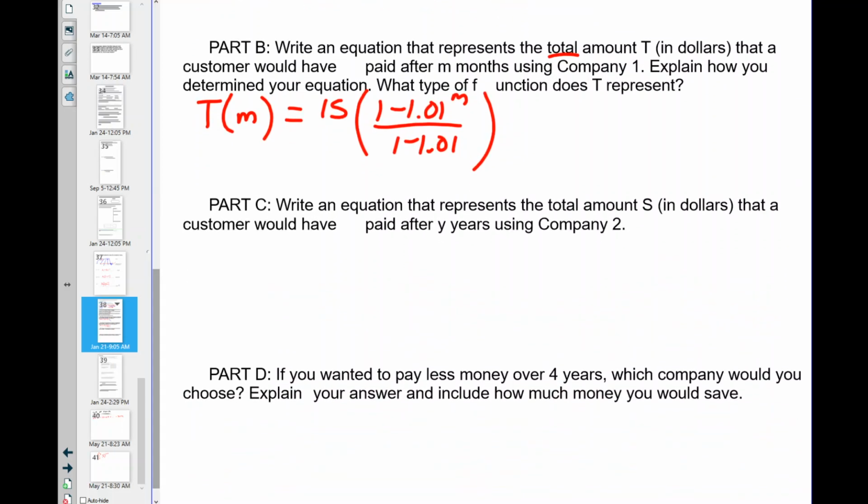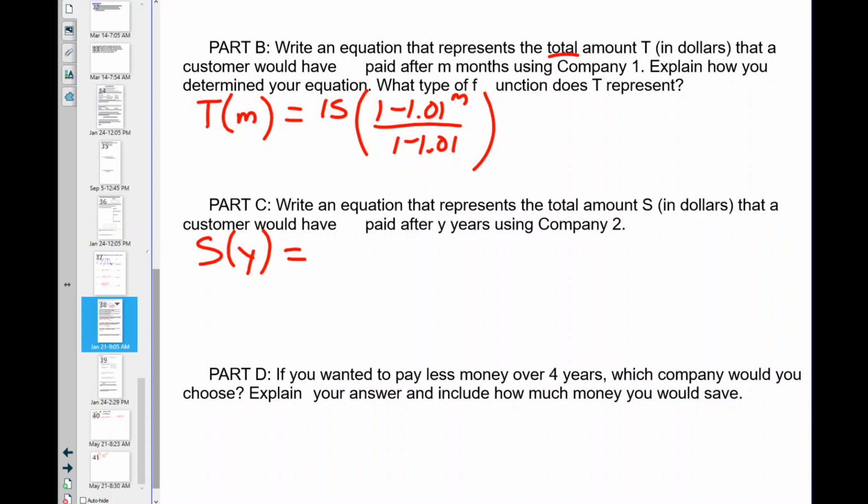Write an equation that represents the total amount in dollars. So this is a total. We're going to do a sum here again. But now they're going to call this S, that you would have paid after Y years using company 2. So here's company 2, but now we're skipping straight to total. We're not going to do the exponential. Just like the formula to figure out what you'd pay in each year, there's already going to be the total.